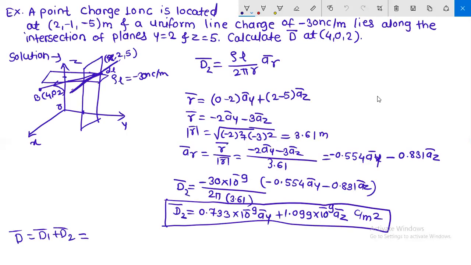Okay, all of you got the final answer? Just add the a bar x coefficients, a bar y. 0.004 into 10 raised to minus 9 a bar x, plus 0.735 into 10 raised to minus 9 a bar y, and plus 1.113 into 10 raised to minus 9 a bar z.